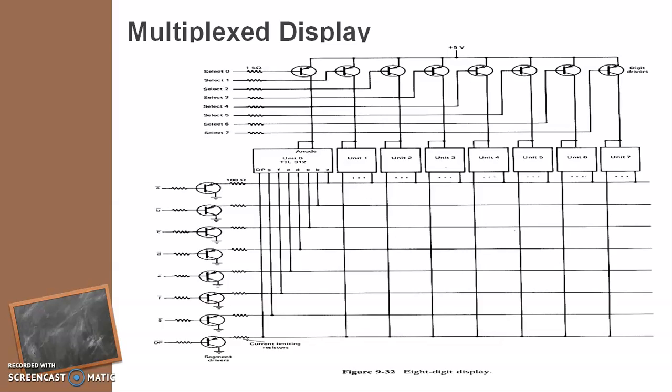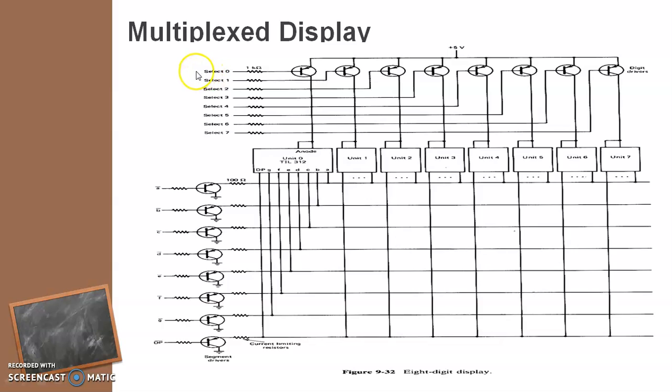So you can see here the ports are connected. Since we are going for common anode connections, the ports are driven by A bar, because the value has to be low, then only the segment will glow. You can see here all the segment values are given to all the displays, but there is a select 0, select 1, select 2, select 3.